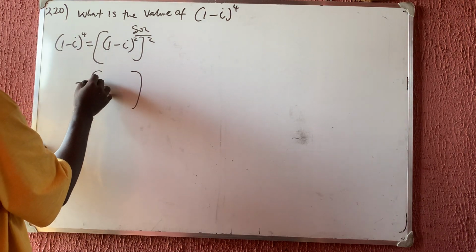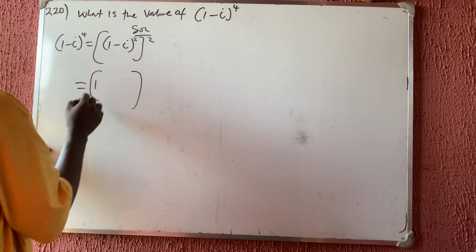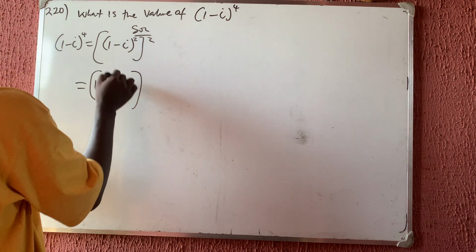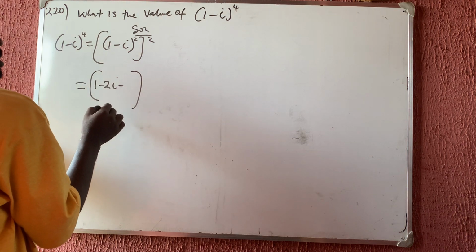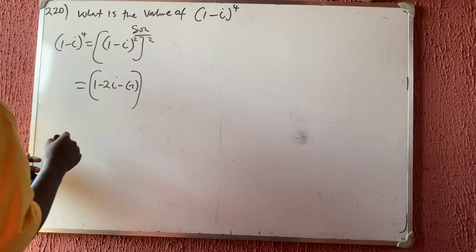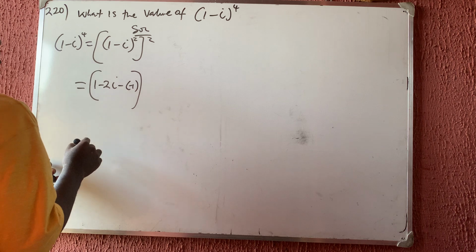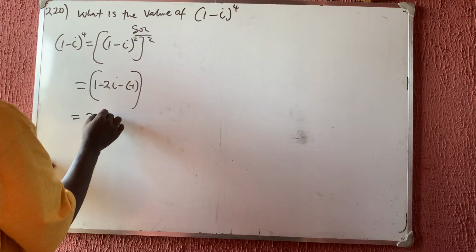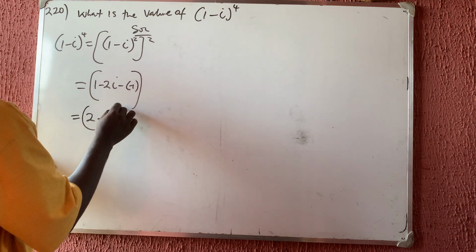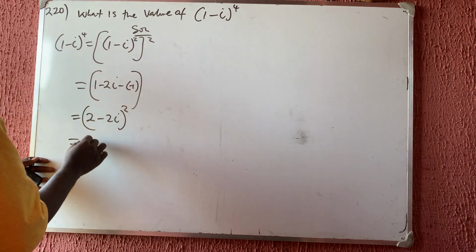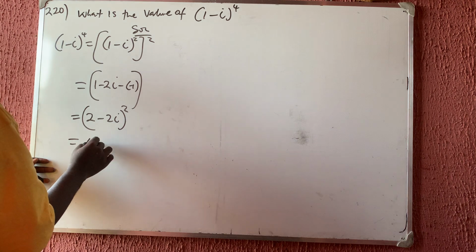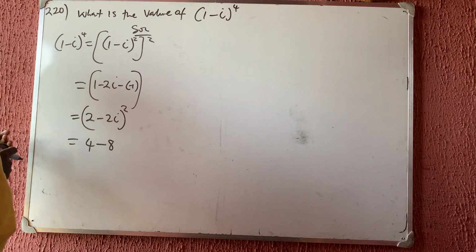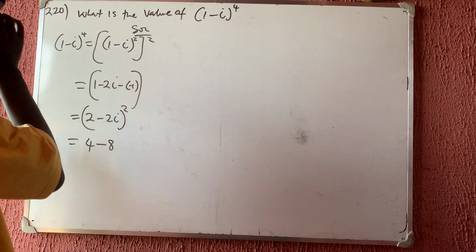And this thing all squared, let me expand the inside. Square the first one, 1. Multiply the first one and the second one and double it, minus 2i. Square the last one, I have minus 1. This and this will give me 2. So I have 2 minus 2i all squared. Square the first one again, 4. Multiply this and double it, I have minus 8i. I hope I'm not making mistake anyway.